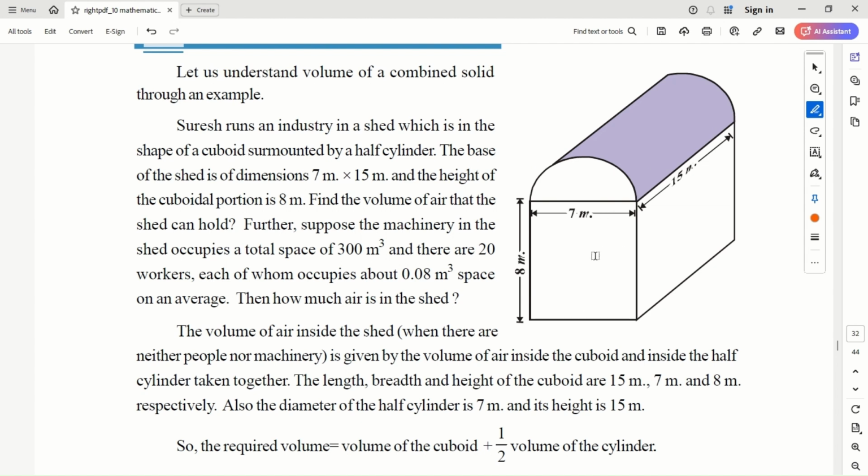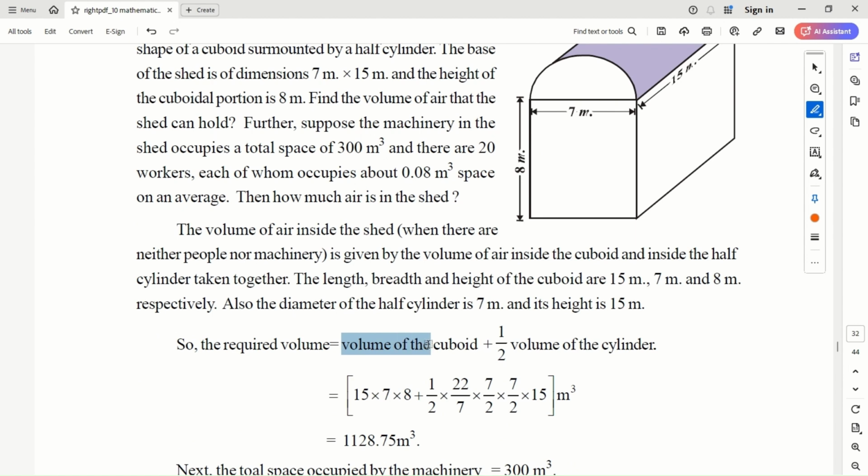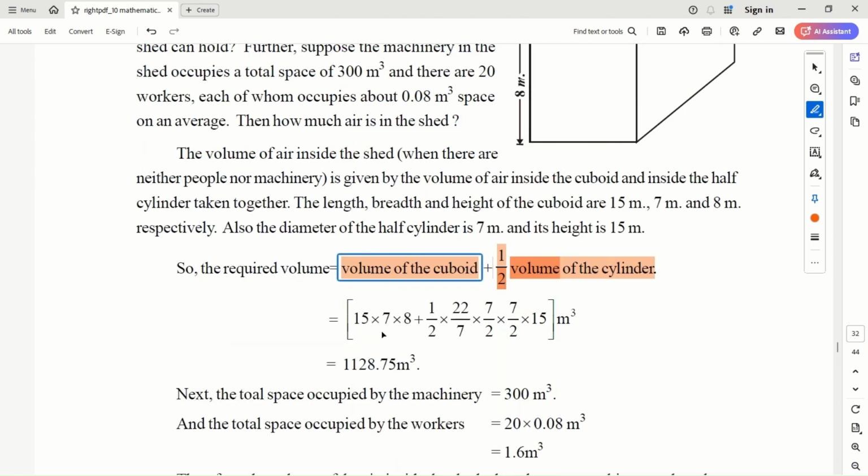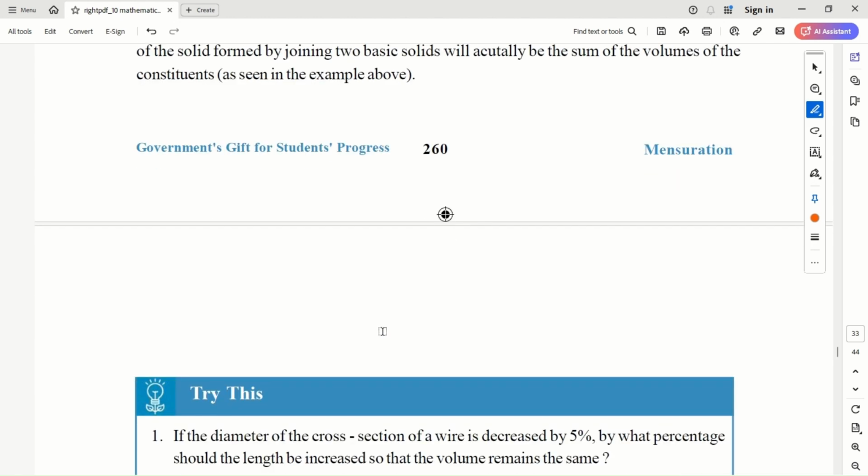So the volume of this final solid will be combined of these two. Okay. So volume of cuboid plus half of volume of cylinder. If you consider the above one, it's a half of cylinder, right? It's basically cut into half, right? So half of volume of cylinder. So like that we will do.